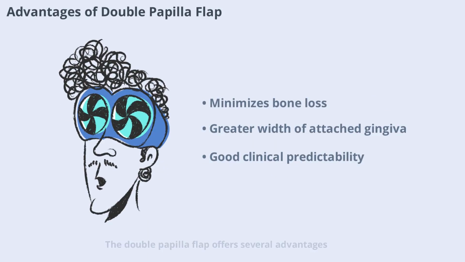The double papilla flap offers several advantages. It minimizes the risk of alveolar bone loss, which is a critical consideration in periodontal therapy. The papillae provide a greater width of attached gingiva compared to the radicular surface, enhancing the stability and integration of the graft. Additionally, this technique has fairly good clinical predictability, making it a reliable option for suitable cases.